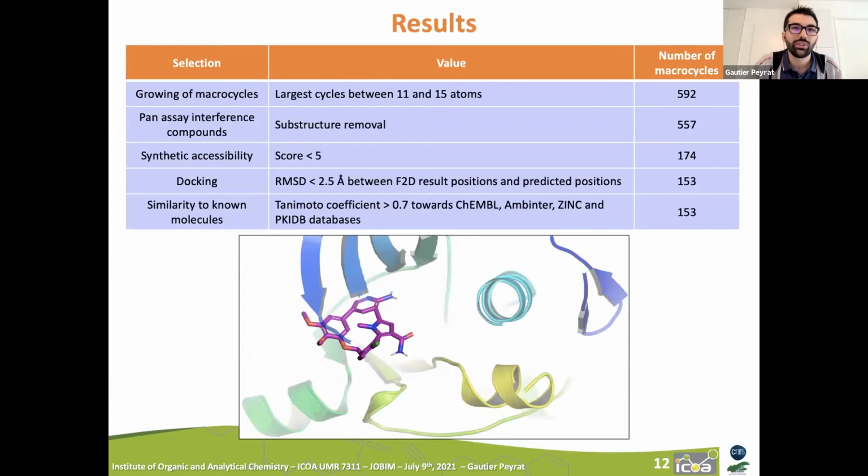So I applied this procedure and I discovered 592 macrocycles. Then I applied the filtering procedure and I went back to 153 macrocycles. Those 153 macrocycles were all new because they have no similar molecule in public databases, which are ChEMBL, Ambinter, ZINC, and PKIDB. You can see at the bottom of the slide examples of the macrocycles I found.